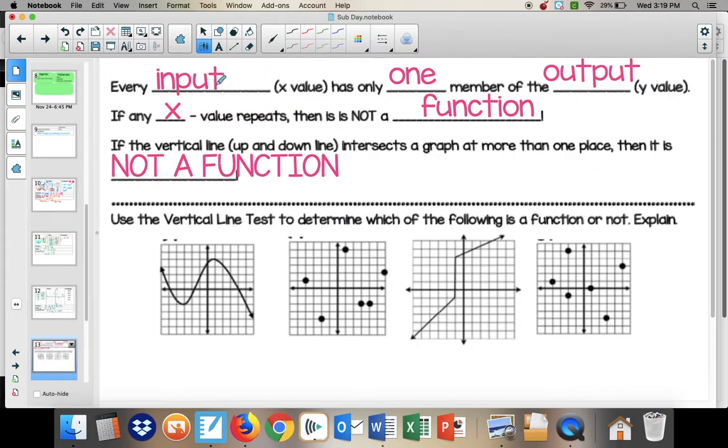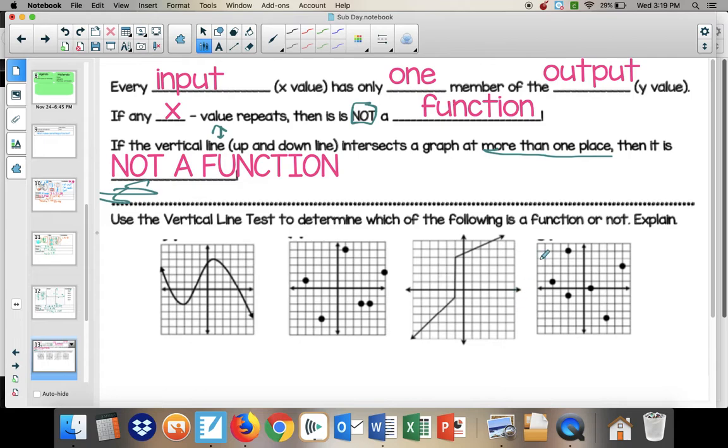We have for every input, so your x value, you have only one output, so only one member of the output or y value. If any x value repeats, then it is not considered a function. So not. If the vertical line, so vertical line means it goes up and down, intersects at more than one place, then it is considered not a function.